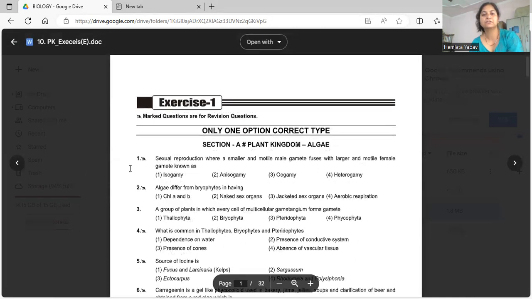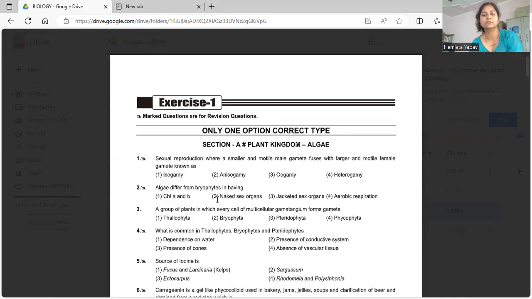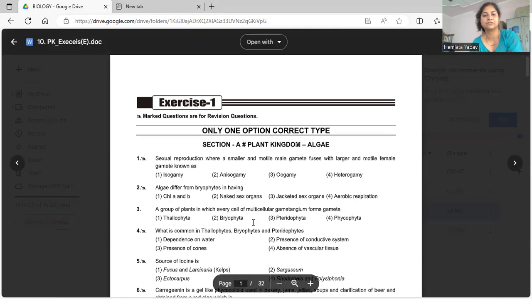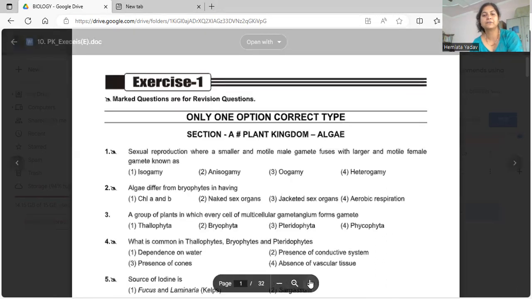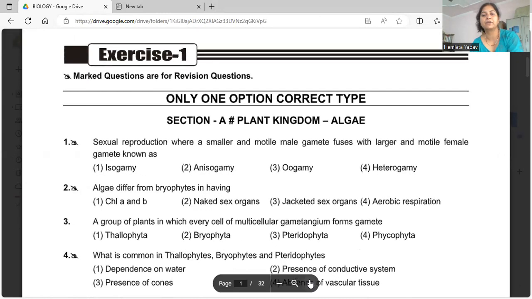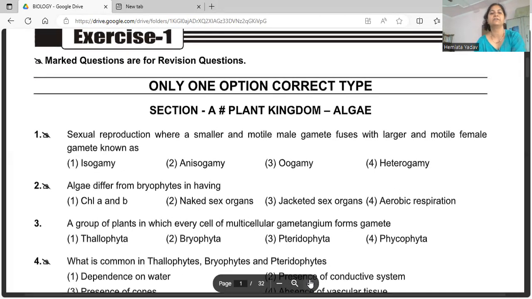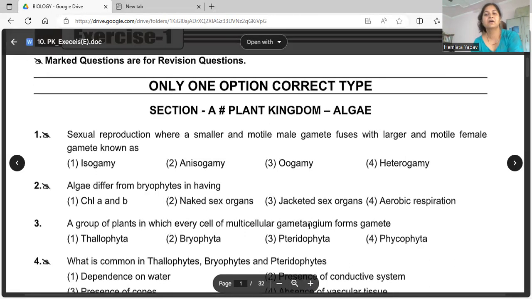Sexual reproduction. These are the questions also, which is correct option type questions from the algae. We can solve it. Sexual reproduction where a smaller and motile gamete fuses with the larger non-motile female gamete. What will this be called? So we will call it oogamy, because a smaller motile gamete is fusing with the larger non-motile female gamete, so this is called oogamy.